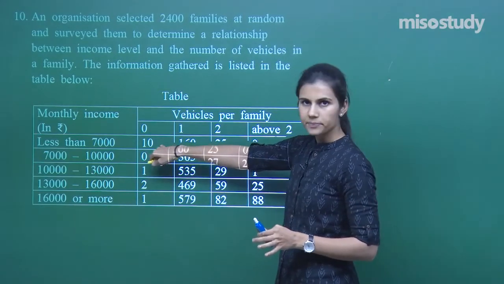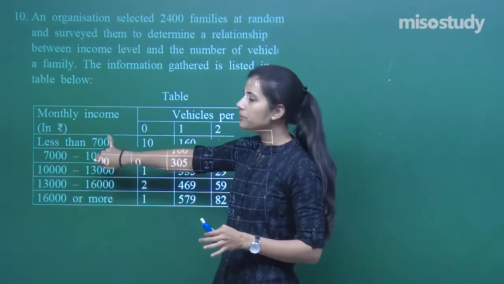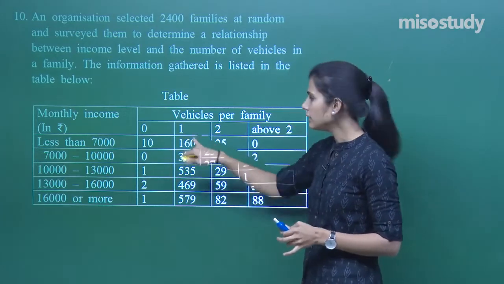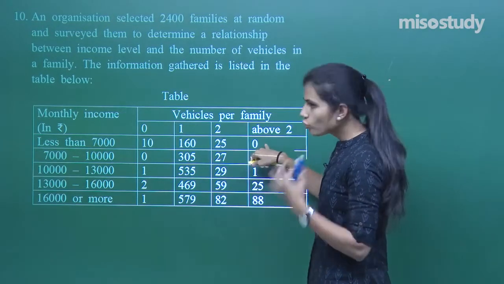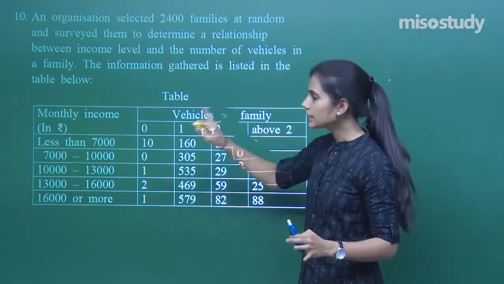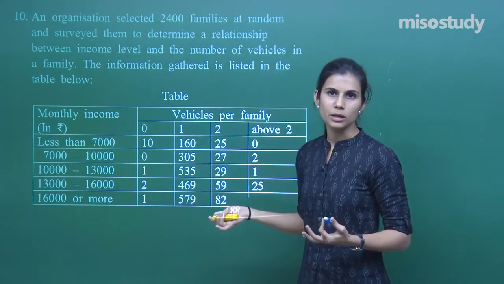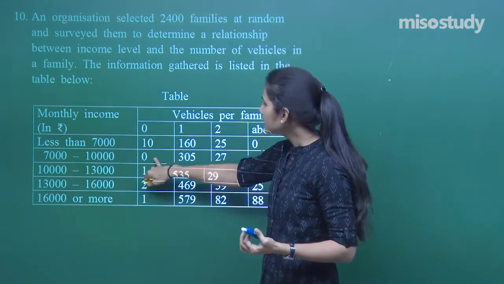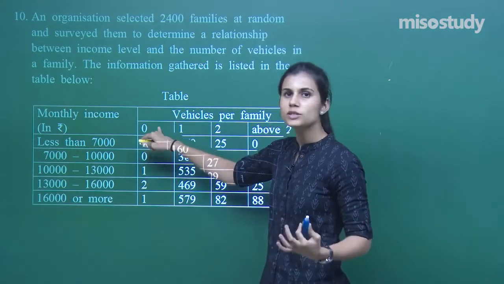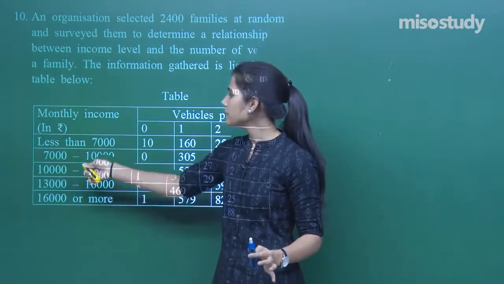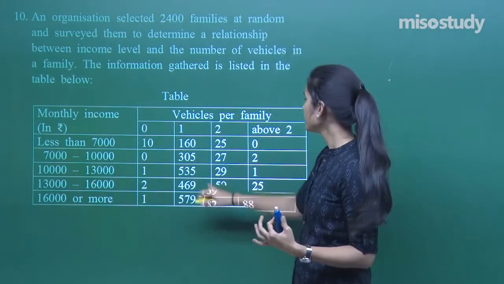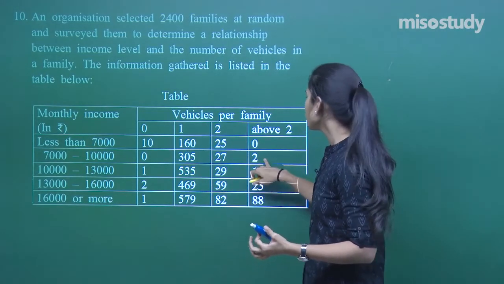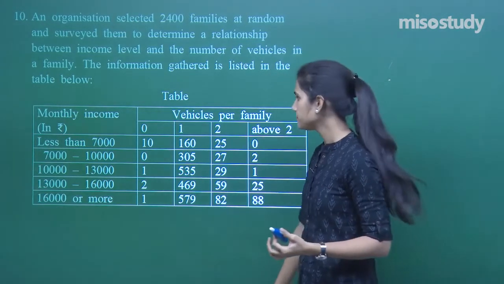10 families have 0 number of vehicles having income less than 7,000. Having income less than 7,000, 160 families are there which have 1 vehicle. 25 are there which have 2 vehicles, and there are no families having their income less than 7,000 and having above 2 number of vehicles. If the income is lying in this range from 7,000 to 10,000, then there are 0 families who have 0 vehicles. That means at least 1 vehicle every family has if its income is falling in this range between 7 to 10,000. 305 families have 1 vehicle, exactly 1. 27 have 2 vehicles, and there are only 2 families which have above 2 vehicles.